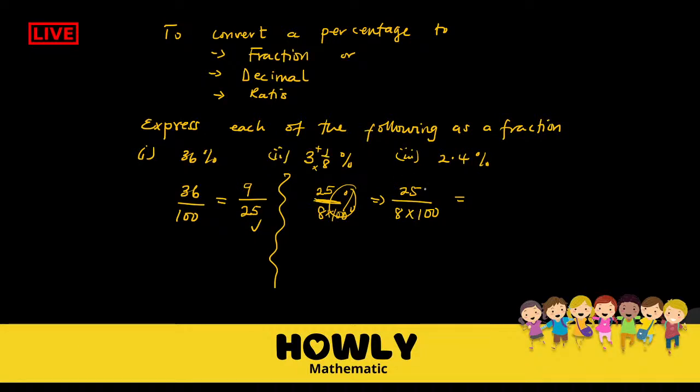But when you look at it closely, 25 and 800 have common factors. 25 goes into 800 thirty-two times. So we'll look at this by breaking it down, and 25 will go.